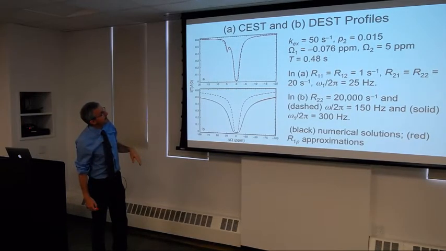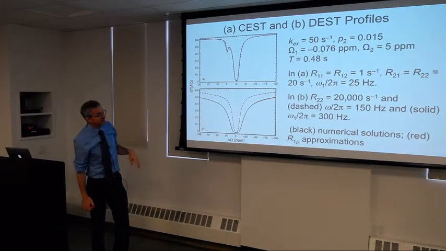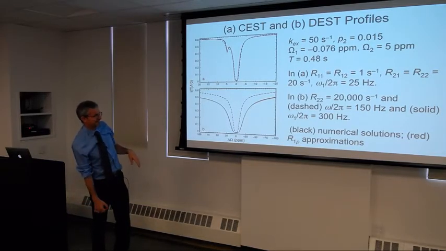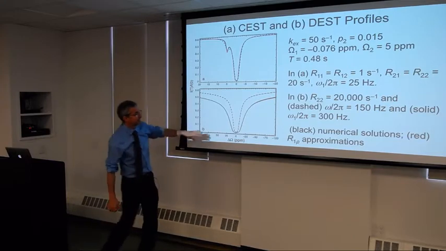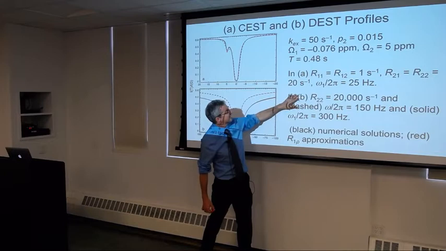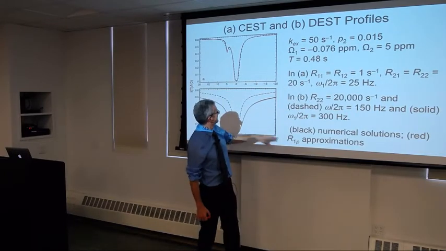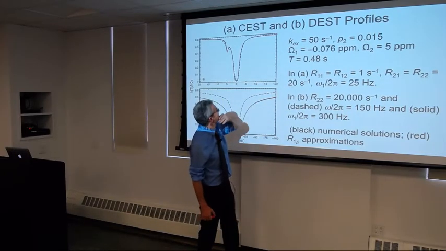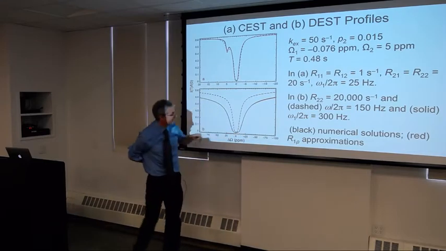Black and red are numerical calculations and the R1 rho calculation, and they're indistinguishable. And I forget what the blue dashed line was. What does it say? Oh, this is just two different values of omega 1. Is that right? Well, it is down here. I don't know. I don't remember what it is up here.